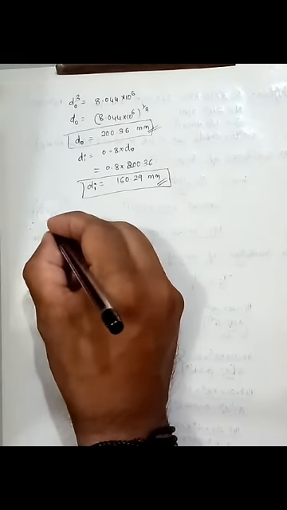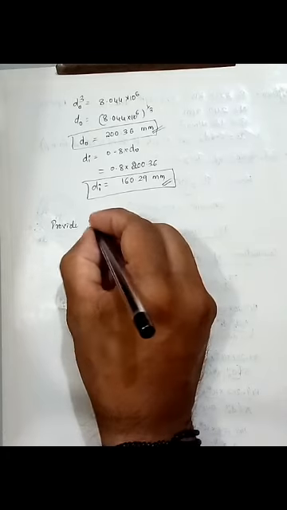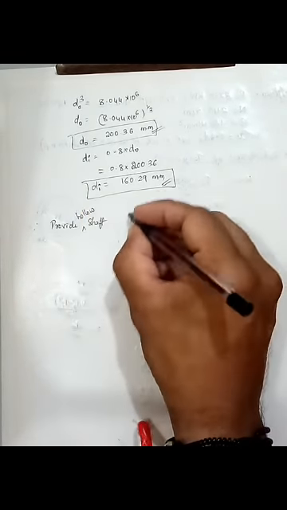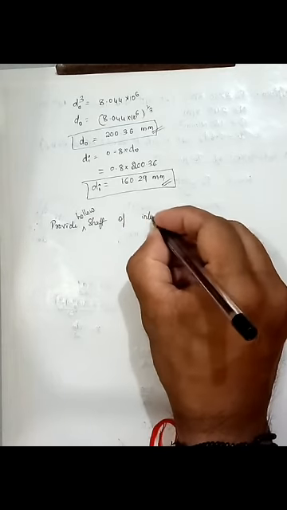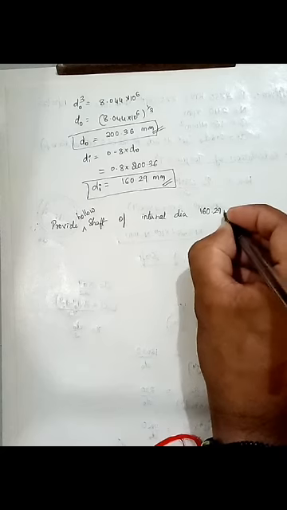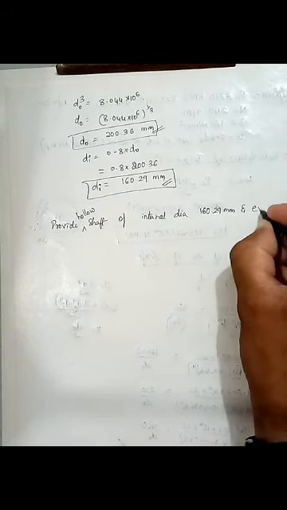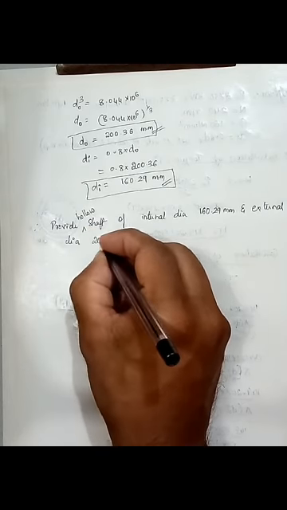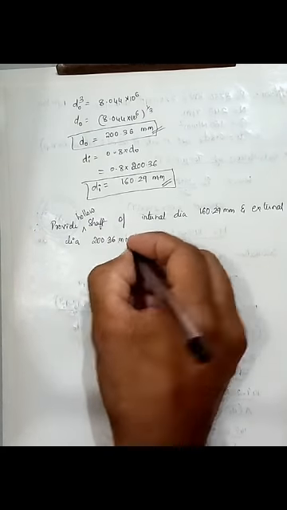So therefore provide a hollow shaft of internal dia 160.29 mm, you can write the same, and external dia 200.36 mm. So this completes your another kind of problem. So you can write this down, and if you have any doubt you can call me back so that I can help you out. Thank you.